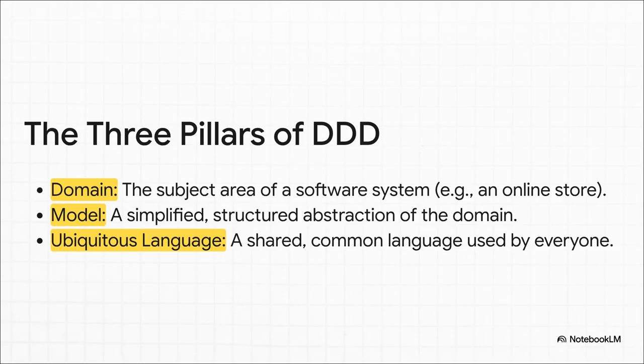First, there's the domain. That's just the world you're working in, shipping, billing, inventory, whatever. Second, we create a model, which is our simplified software version of that domain. And then the most important part, the glue that holds everything together, is the ubiquitous language. This is a single, shared vocabulary that everybody, and I mean everybody, agrees to use.